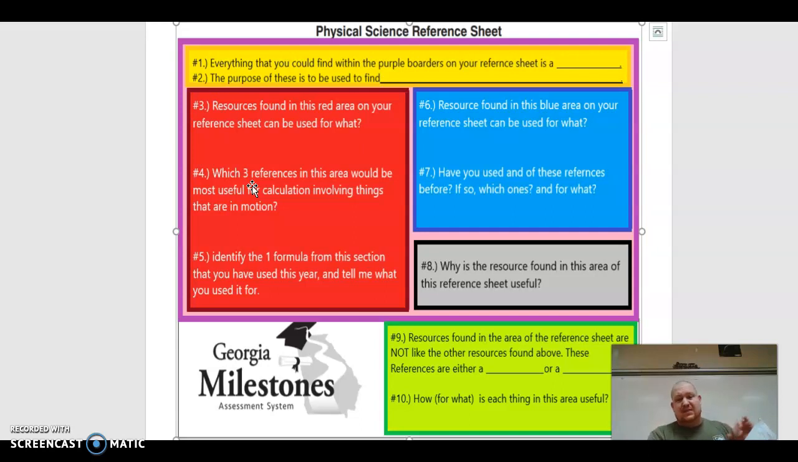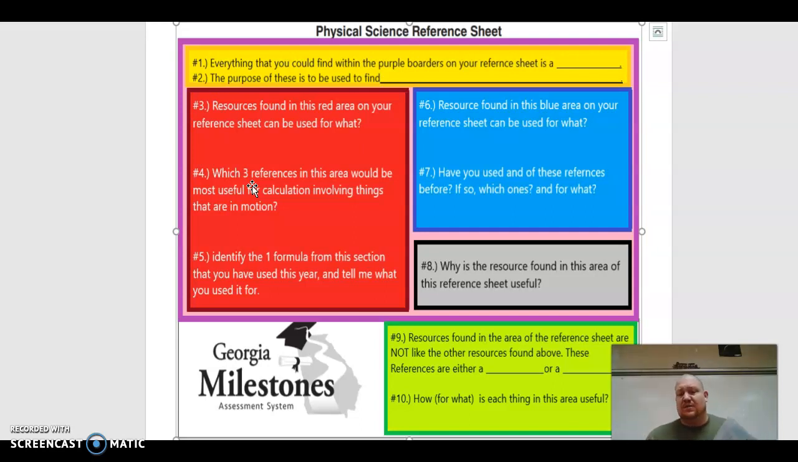Of these references, for number 4, you're going to pick out the 3 of them that will be most useful when calculating things that are involved in motion. Just write them right down in your answer sheet. And then I want you to identify one of these formulas we have done work with a pretty good bit. It should jump out at you which one we've used and what you used it for.